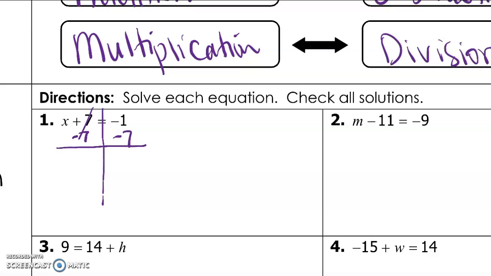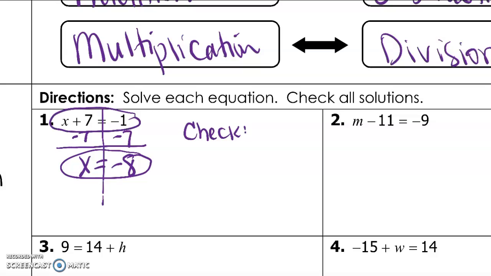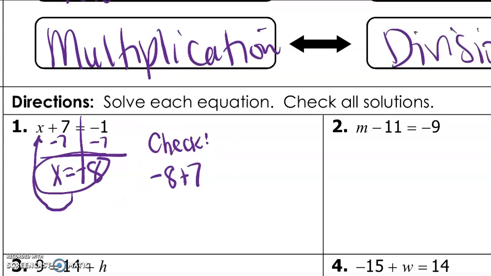So we would have just the x left on the left-hand side. That's what we're looking for to get the x by itself. Negative 1 minus 7 is negative 8. So here's your answer. You should always check your answer. And to do that, you reuse your original equation, only you put your answer in place of the x. So negative 8 plus 7. Type that in and make sure it does equal negative 1.